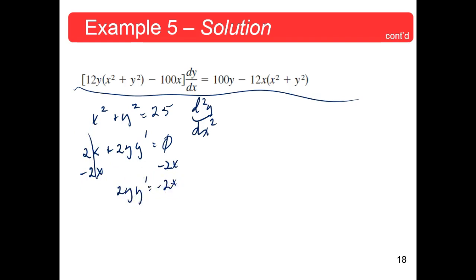Now what? Divide by 2y. And that gives us y prime is equal to minus x over y. All right. There's your first derivative. Okay? Now, taking a second derivative is not too bad here, as far as I can see, so there's nothing real special here, except how you do it.